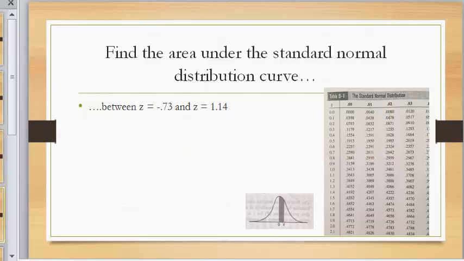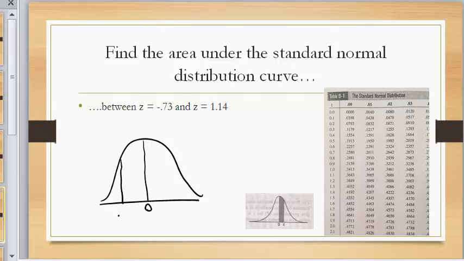The last example that we're going to look at in this section asks us to find the area under the standard normal distribution curve between z equals negative 0.73 and z equals 1.14. So again, I'm going to begin by drawing a picture of my curve. I'm going to mark off my two z-scores, noting that I have a negative z-score and a positive z-score. So the negative one will be somewhere on the left, and the positive one will be somewhere on the right.